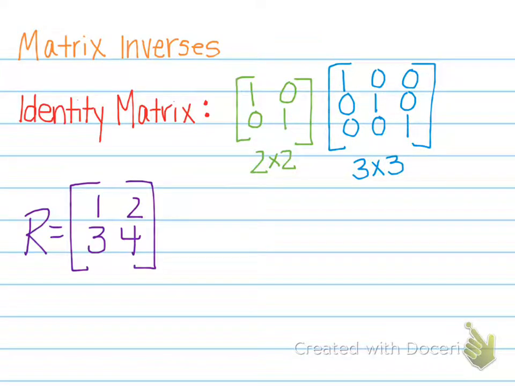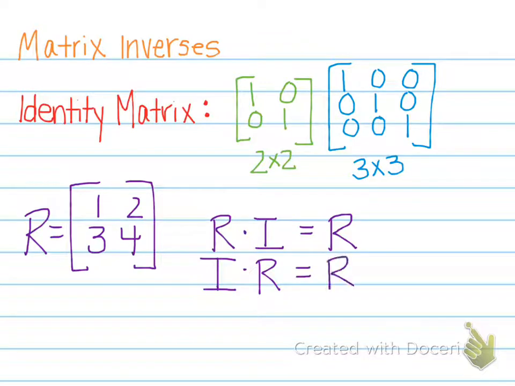So let's take a look at how you use the identity matrix. Essentially, if I'm given the matrix R, and I were to multiply it by capital I, which represents the identity matrix of the same dimension, so the identity matrix of a 2 by 2, then you would get R. And also the reverse. If you took the identity and multiplied it by matrix R, you would also get R. So the identity matrix is essentially the number 1. When we take a number and multiply it by 1, we get that same number.